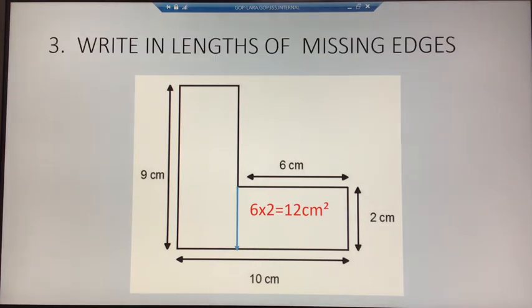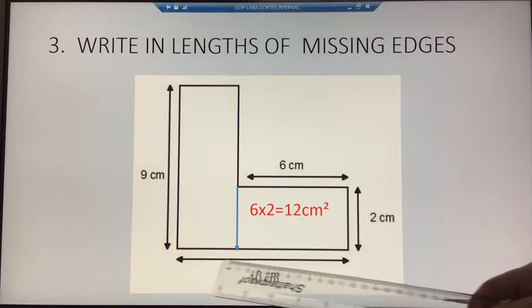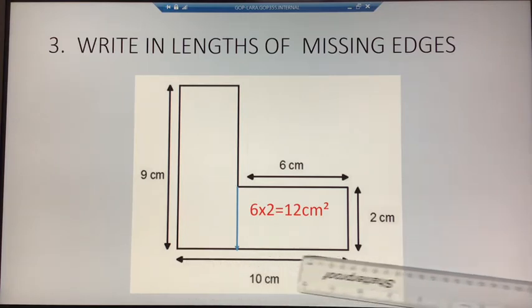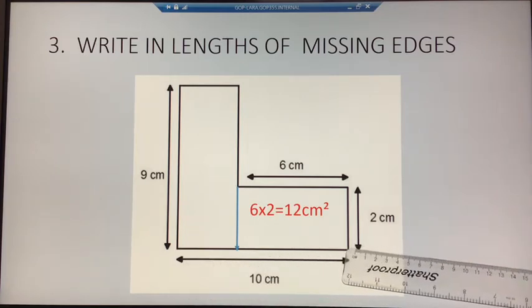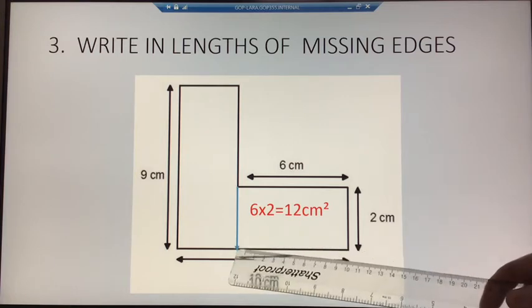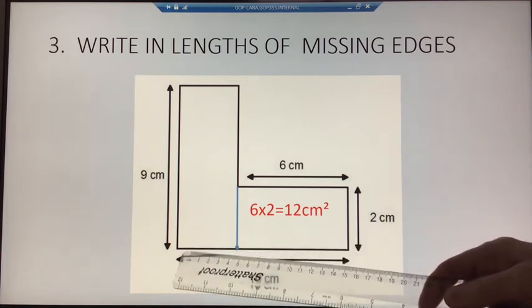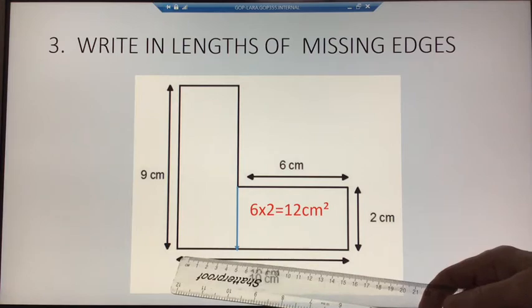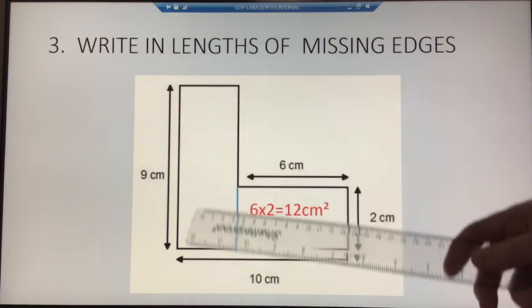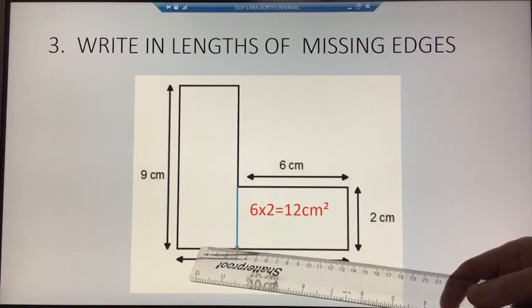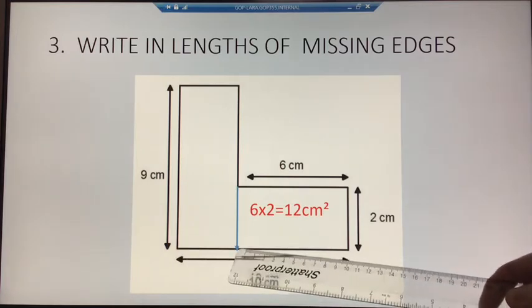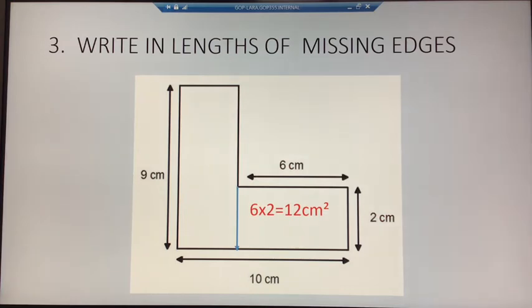So your next step is to write in the lengths of any missing edges. So how are we going to work out this missing length? Well, I know that the whole of the bottom edge of this shape is 10 centimetres. And I know that up to the blue line, it's 6 centimetres. So if that's 6, that must be 4 there, because 6 add 4 is 10. And we know that the opposite, the parallel sides of a rectangle are equal in length. So if this part is 4, that part must be 4 as well.